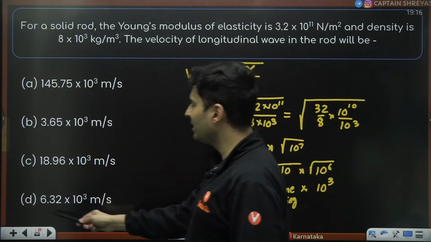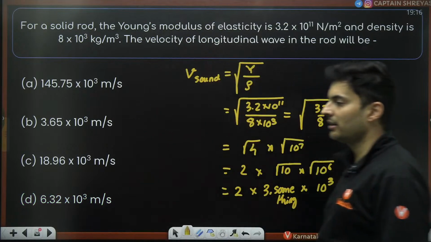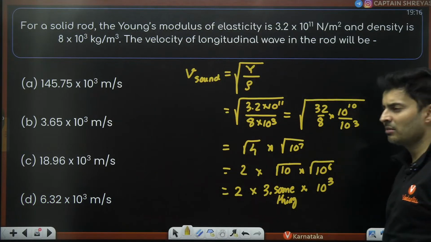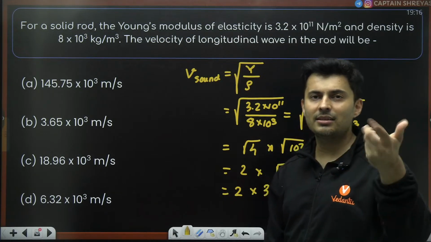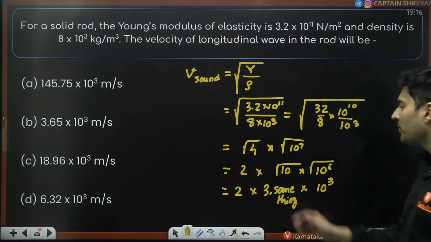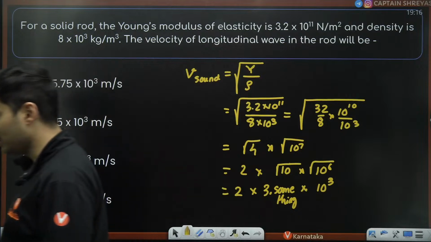6 point something is only there in one option, option D, so directly mark option D, no need to sit and calculate it. Why is root 10 3 point something? 3 square is 9, 4 square is 16. So between 9 and 16, 3.1, 3.2 like that it will be. So that's why 2 into 3 point something, that is 6.32.